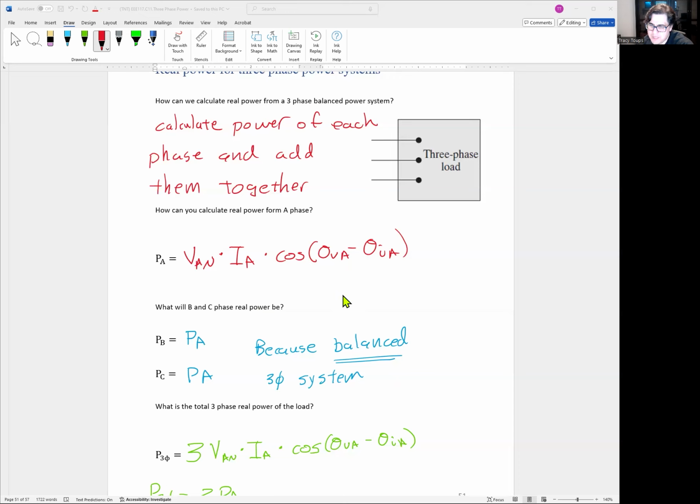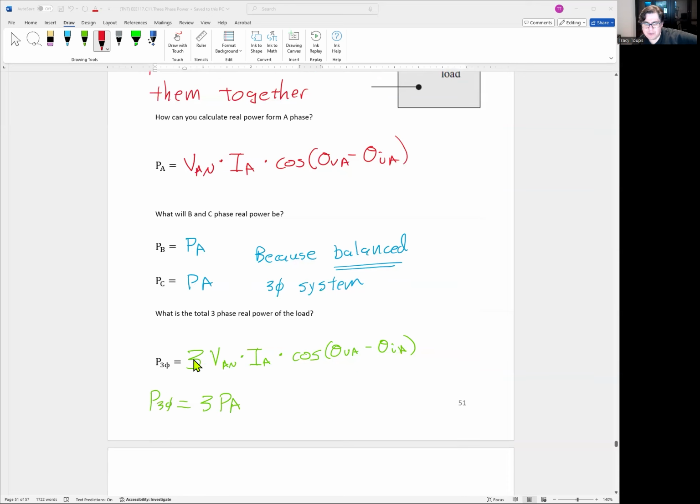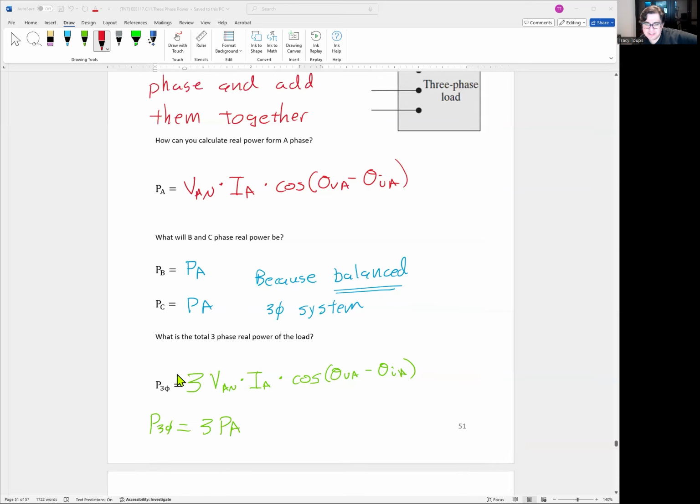Cosine of theta B minus theta IB will be a 20-degree difference. So this cosine angle will be the same no matter if you're A phase group, B phase group, or C phase group. Okay? Because all of this is referenced to the individual. Are you using VAB, VA, VB, or VC? So because again, three-phase balanced system, it's as simple as three-phase power. It's literally 3 times A phase power.